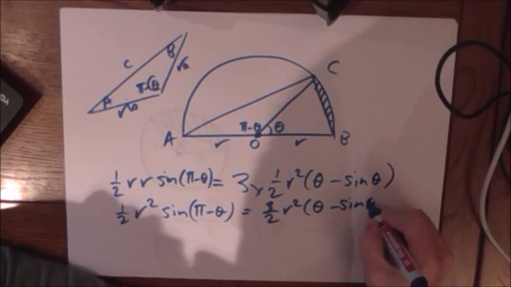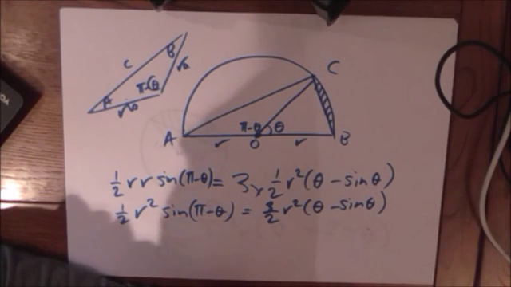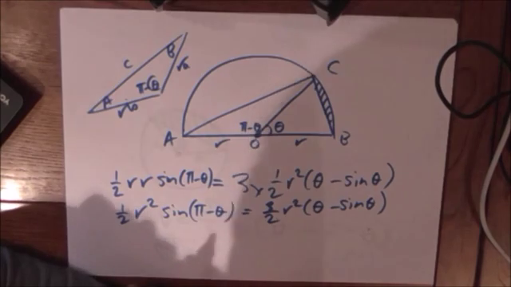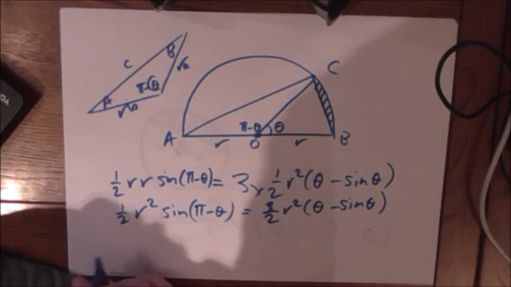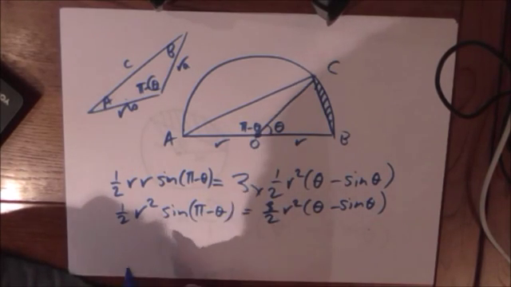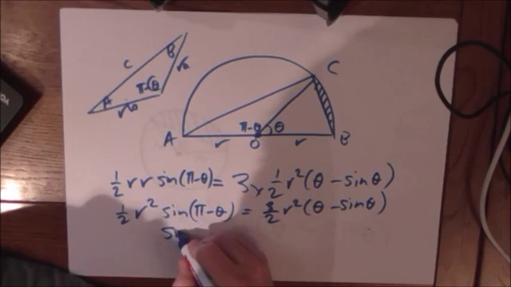minus sine theta). Now our goal is to show that 3 theta minus 4 sine theta equals 0. I'm going to double both sides and divide both sides by r squared.